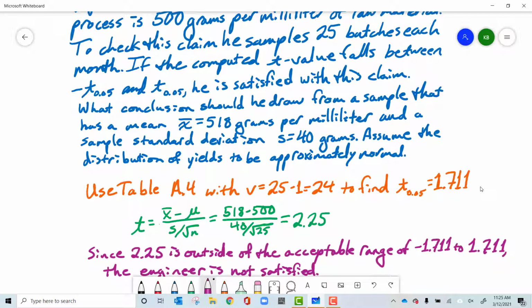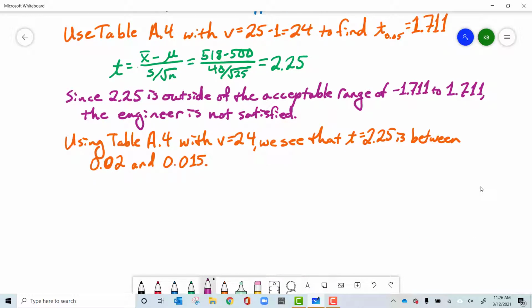Now, since 2.25 is outside of the acceptable range of negative 1.711 to 1.711 that the engineer was hoping for, he's not satisfied that the population mean is actually the 500 grams per milliliter. Now, if we take a look at table A.4 with our 24 degrees of freedom, and we look in that row for a t-value of 2.25, we see that 2.25 falls between alpha values of 0.02 and 0.015.